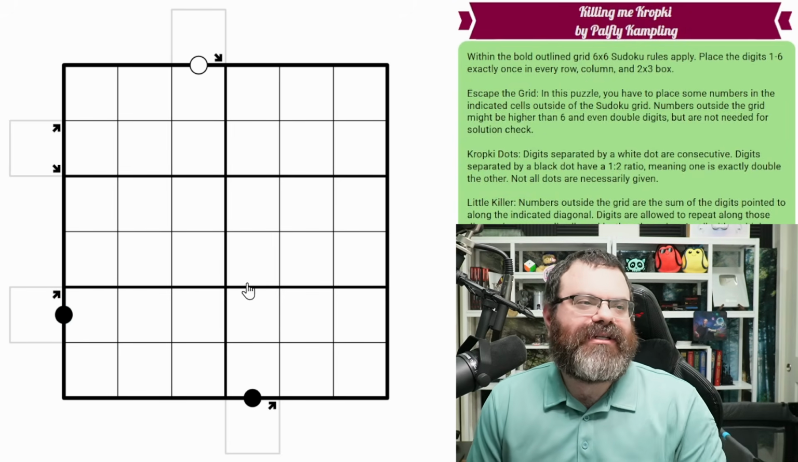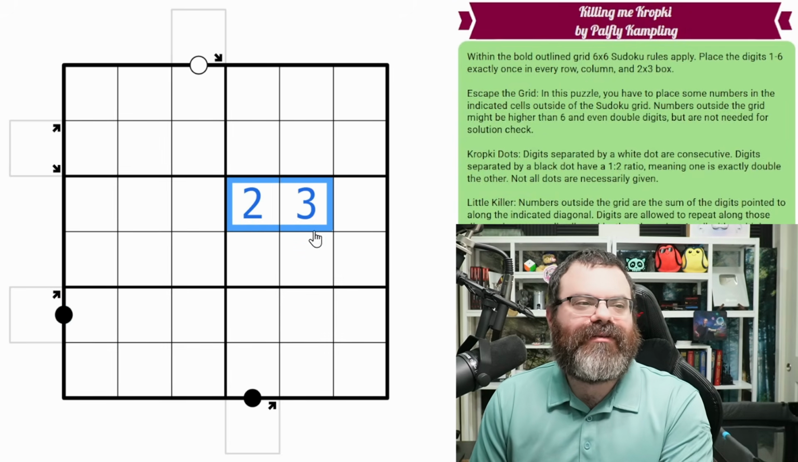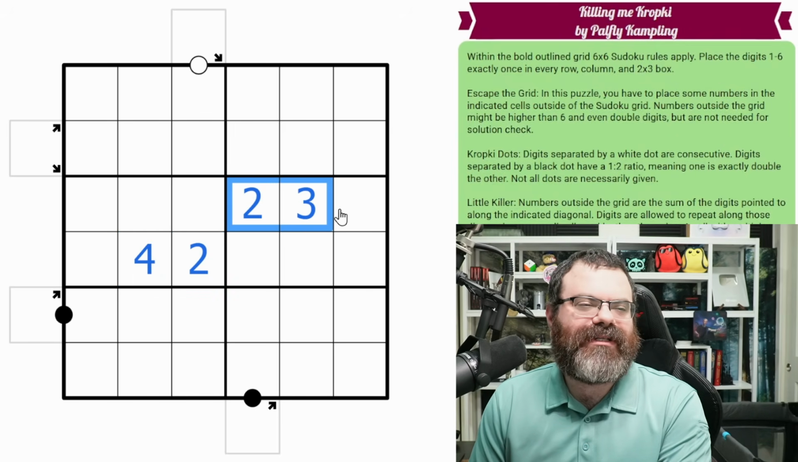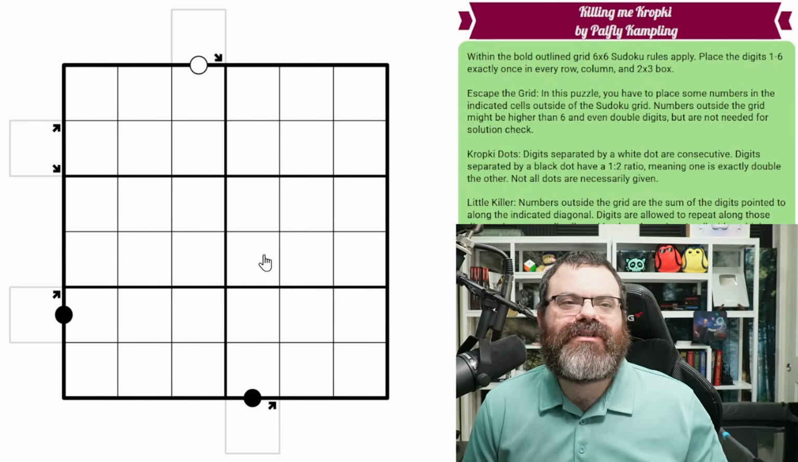And not all the dots are necessarily given. If I have 2, 3 here, there could have been a white dot. If I have 2, 4 here, there could have been a black dot. That's perfectly fine. I'm still allowed to do that, even though there is no dot.